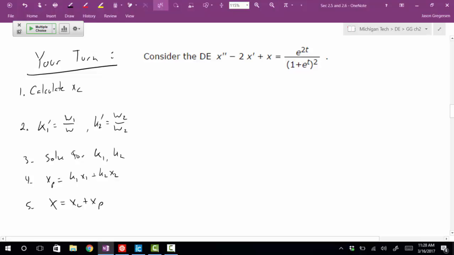Go ahead and get started. Find that complementary solution. Auxiliary equation. And now you should probably have your complementary solution.